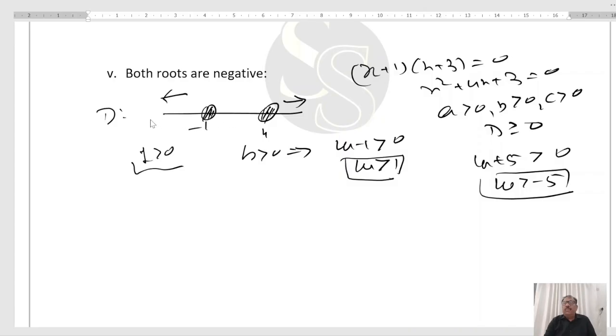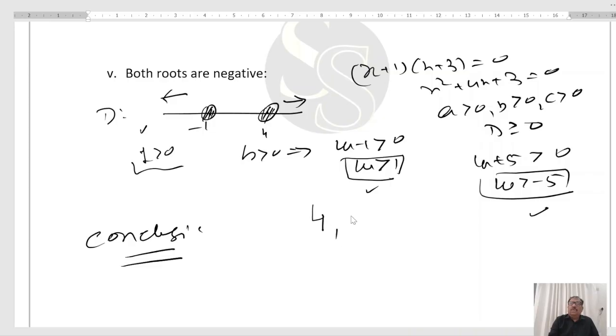And either greater than 1 and greater than minus 5. On greater than minus 5 you have this condition and this condition. So the conclusion will be: what comes in the greatest? 4. Where is 4 going? It is going to infinity. This one is a semi-infinite interval. This will be the answer.